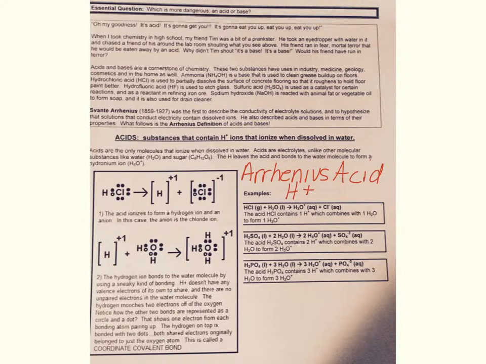So here you have HCl plus H2O, and it forms H3O plus and Cl minus. The acid contains H plus, which combines with the H2O to form H3O plus. It's very easy to spot an Arrhenius acid because all acids start with H, as you can see here in HCl, in H2SO4, and in H3PO4.